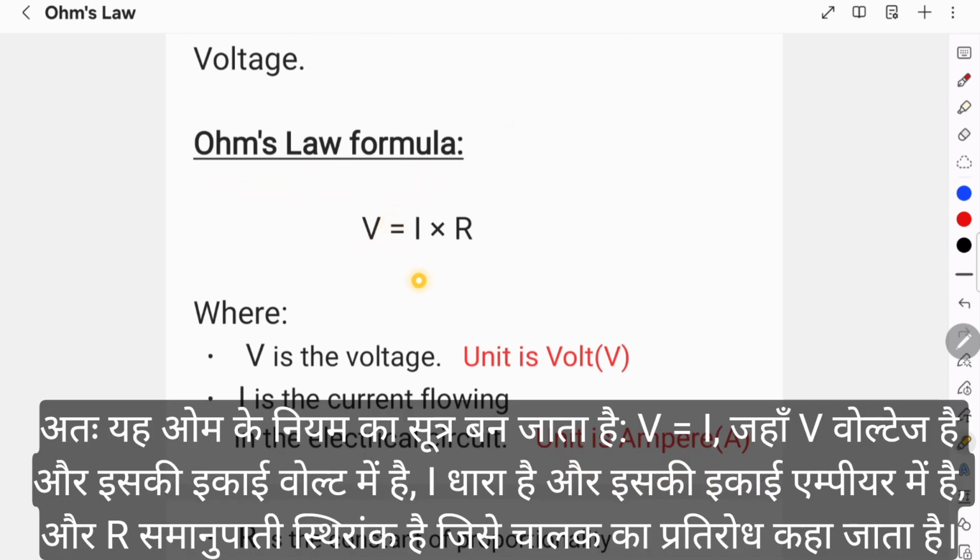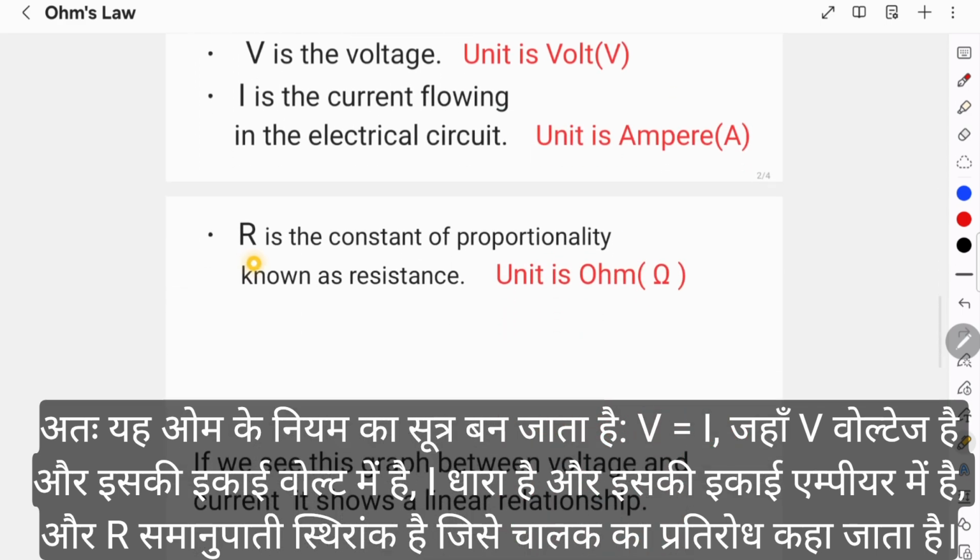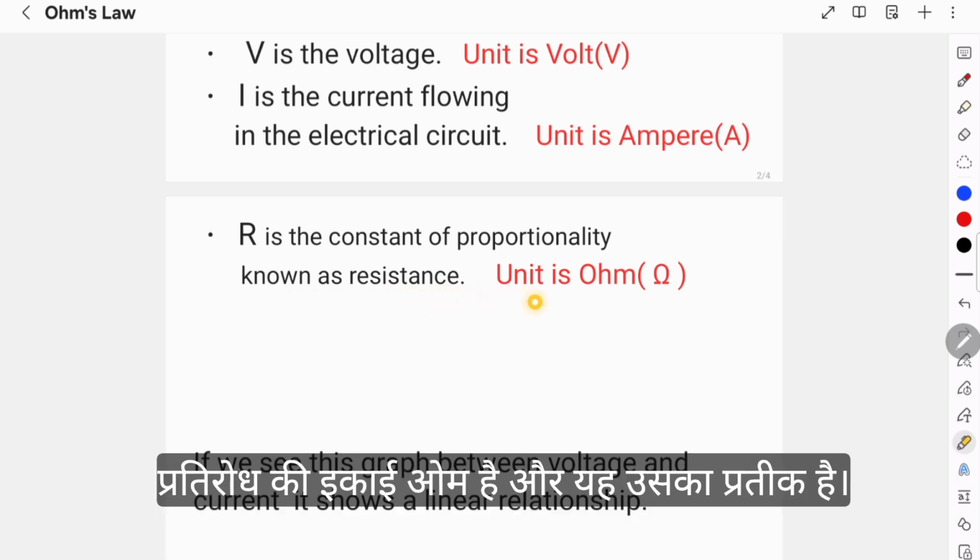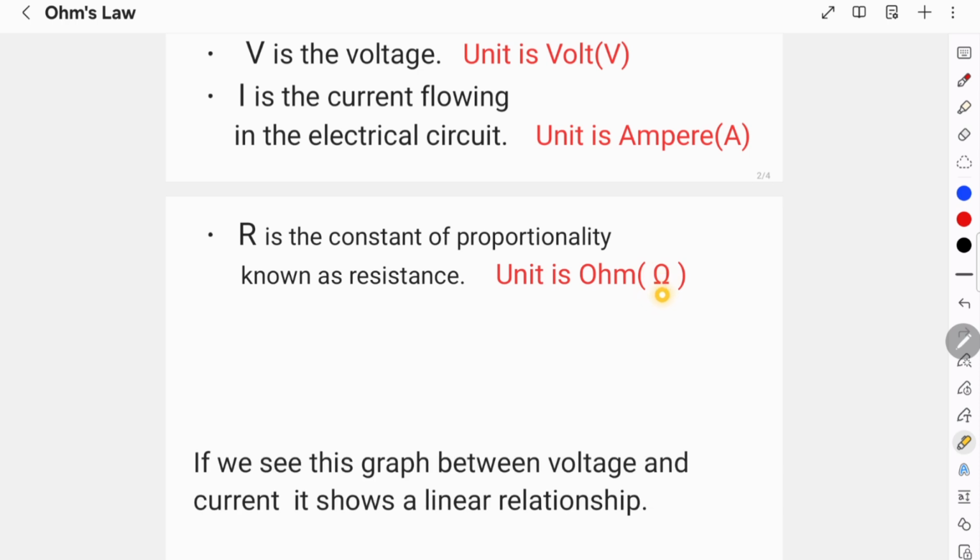So this becomes the formula for Ohm's law. V is equal to IR, where V is the voltage, its unit is volts, I is the current and its unit is ampere, and R is the constant of proportionality known as the resistance of the conductor. So the unit of resistance is ohms, and this is the symbol of resistance.